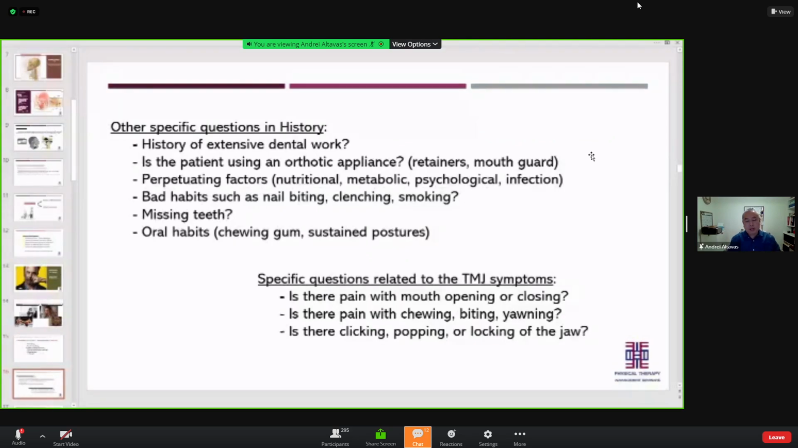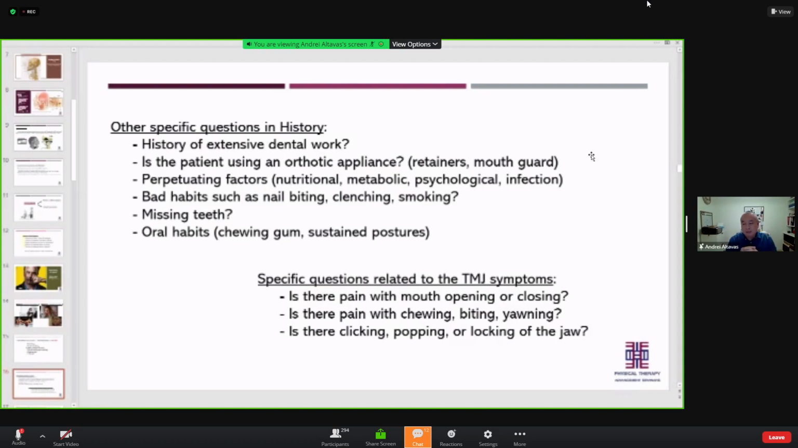Okay, other specific questions in history. You want to know if they have any history of extensive dental work. Is the patient using an orthotic appliance, a mouth guard, or patients who've had retainers or braces? It's a different thing now because a lot of these things can contribute.